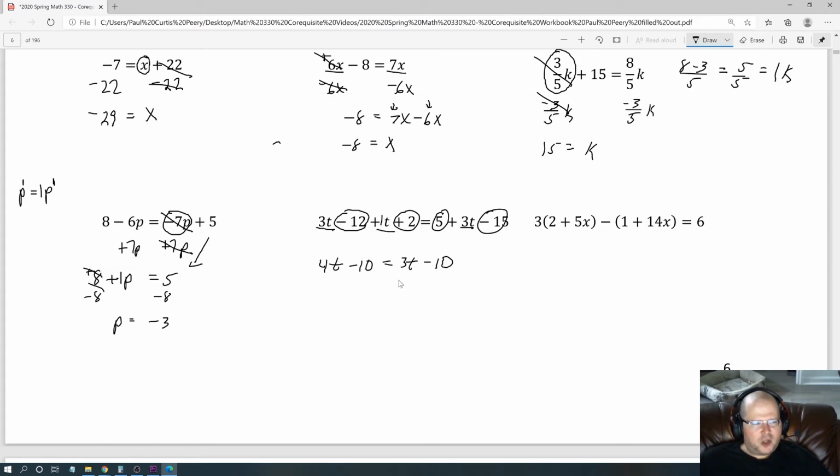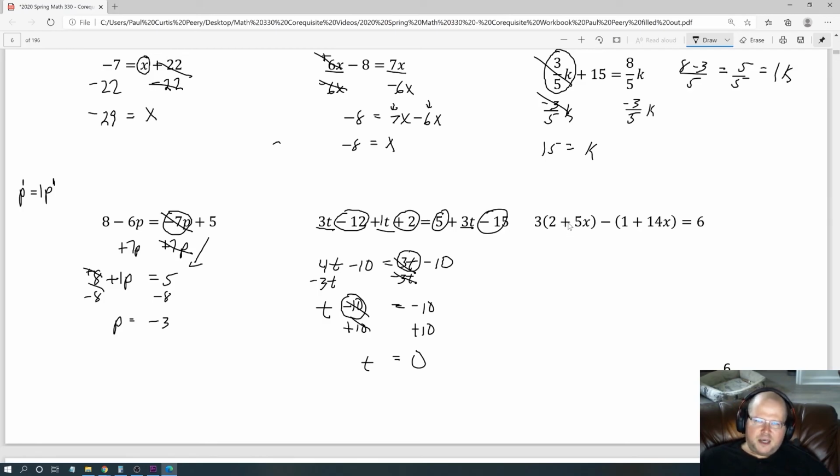Now, let's say we want to get all our variables on one side. Okay, fine, fair enough. I want to get rid of this 3t here. I get rid of a positive 3t by subtracting 3t. And whatever I do to one side, I do to the other. 4t minus 3t is t minus 10. Keep the minus 10 over there. Then I want to get rid of this negative 10 here. To undo subtracting 10, you add 10. Whatever you do to one side, you do to the other. Those cancel out. And that gives you t is equal to negative 10 plus 10, which is 0. Getting tired, sorry.